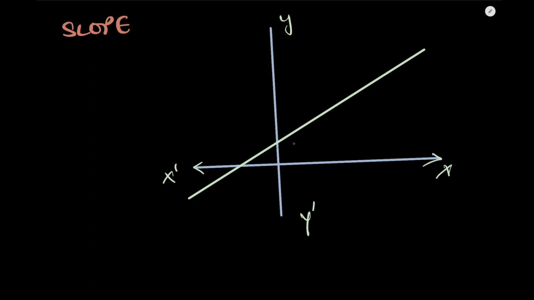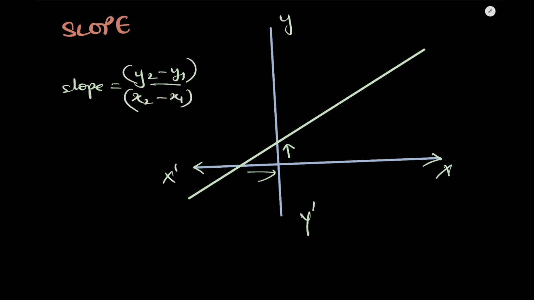Now we have the meaning of slope as rise upon run. This is the rise, and this is the run during which it ran. A much simpler way of calculating slope is slope equals y2 minus y1 upon x2 minus x1.